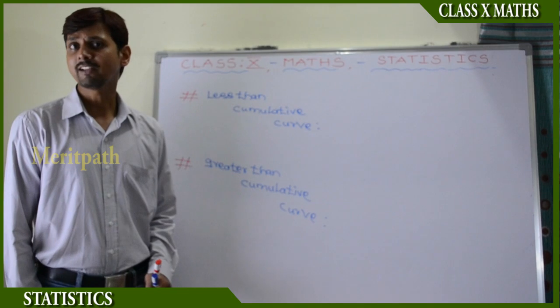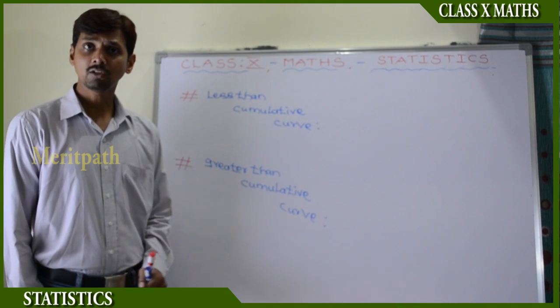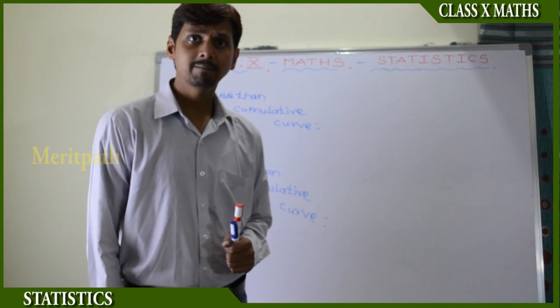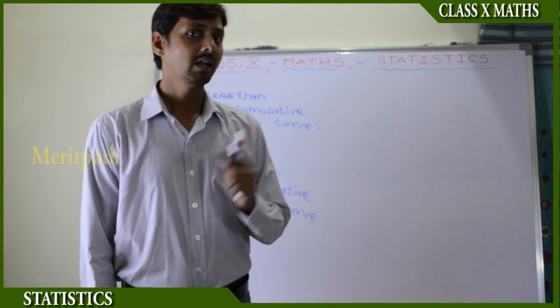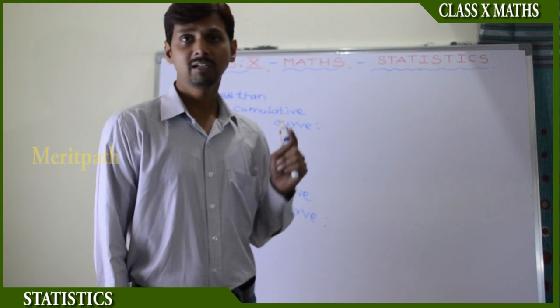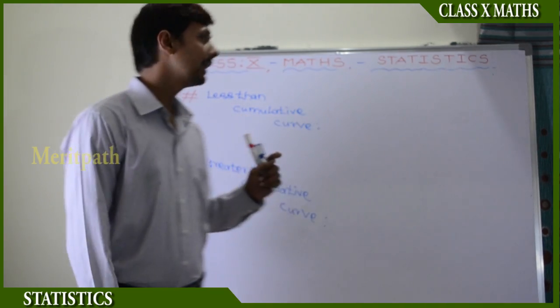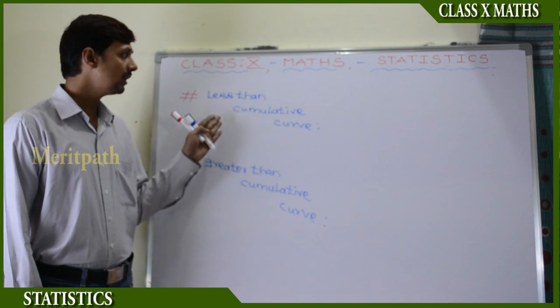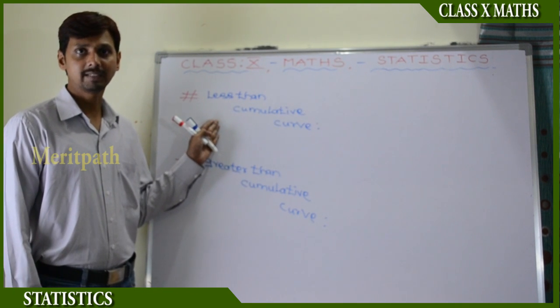To draw the less than cumulative frequency, we find the upper boundaries, and using the frequency and upper boundaries, we draw on the graph and join all the points, and then we'll be getting a curve, and that curve is called the less than cumulative frequency curve.